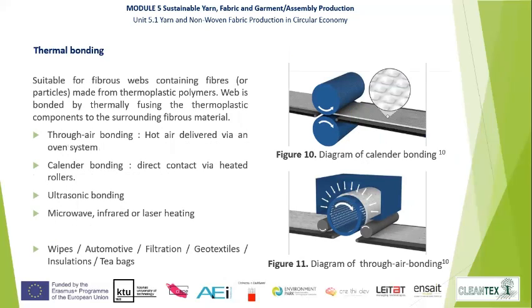The other process is thermal bonding, and this process is suitable for fibrous webs containing fibers made from thermoplastic polymers. The web is thermally bonded by fusing the thermoplastic components to the surrounding fibrous materials, and it can be done through wire bonding, calendar bonding, ultrasonic bonding, or microwave, infrared, or laser heating. The main applications are wipes, filtration, geotextiles, insulations, tea bags.